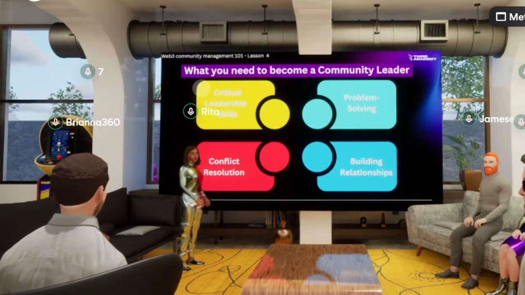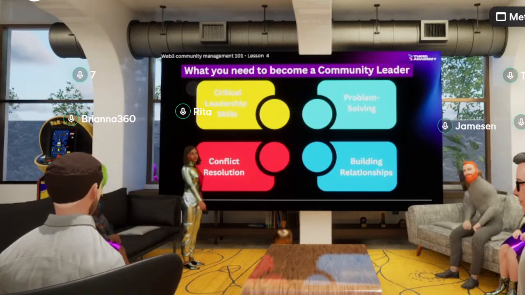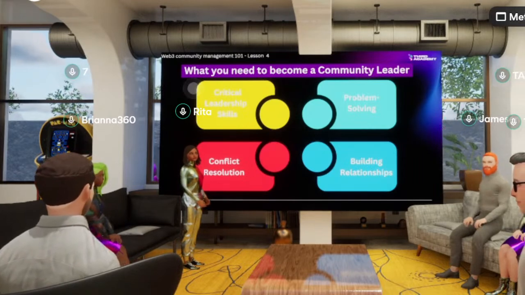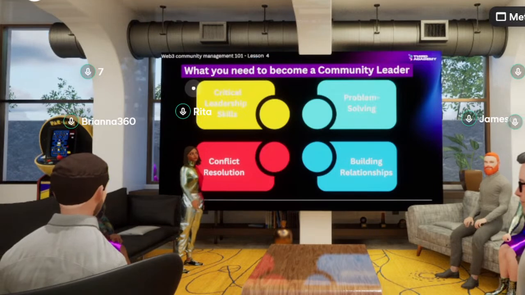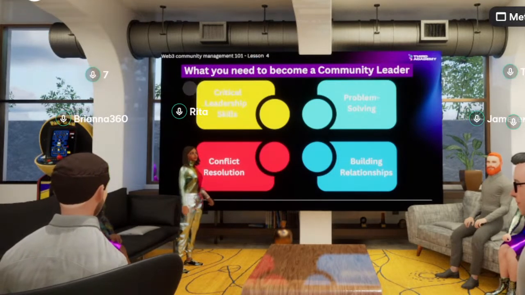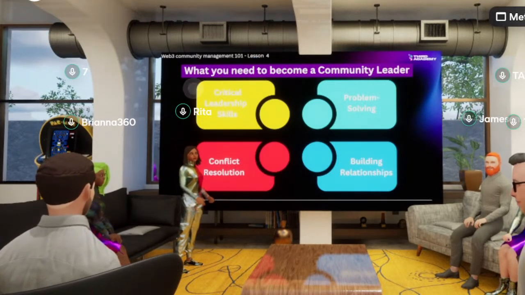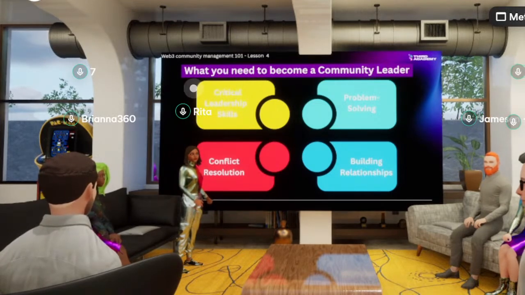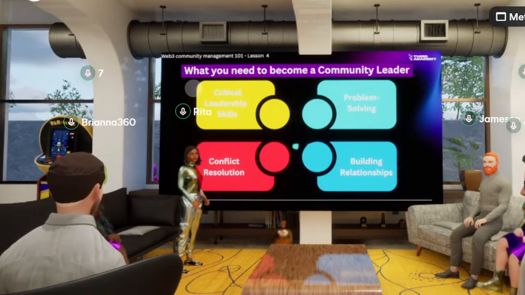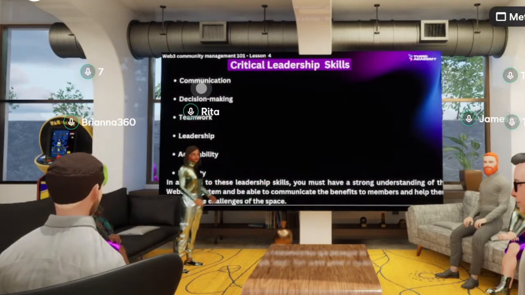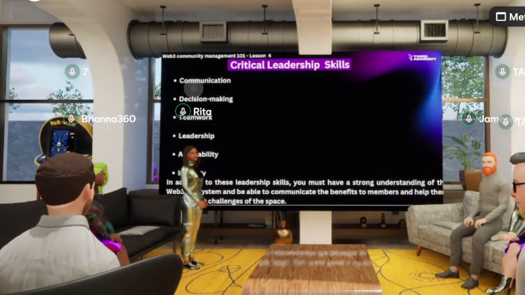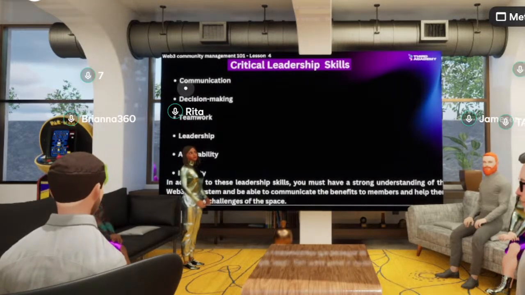The first is critical leadership skill, problem solving, conflict resolution, and building relationships. Critical leadership. What does it mean? Let's move on. So on the next slide, let's talk about critical leadership skill. What are the skills that you need to have, right, to help you on the journey of becoming a community leader?